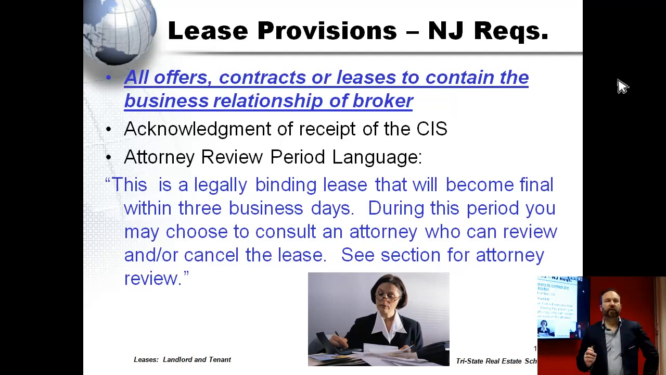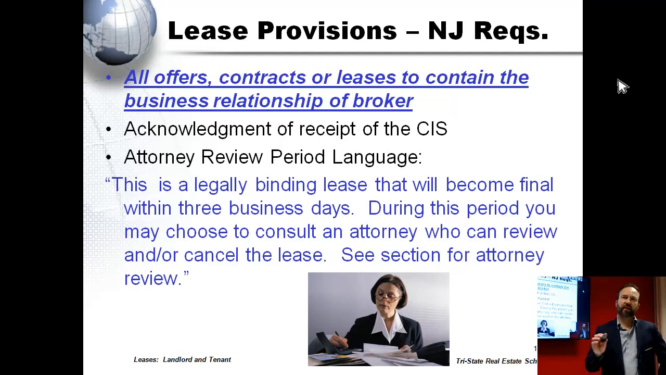So lease provisions, these are New Jersey requirements. Number one, all offers, contracts, now you need to know this for the test, and that's why we have it highlighted up here. All offers, contracts, or leases must contain the business relationship of the broker. We must have the CIS, the Consumer Information Statement, in all leases and contracts that we put together.